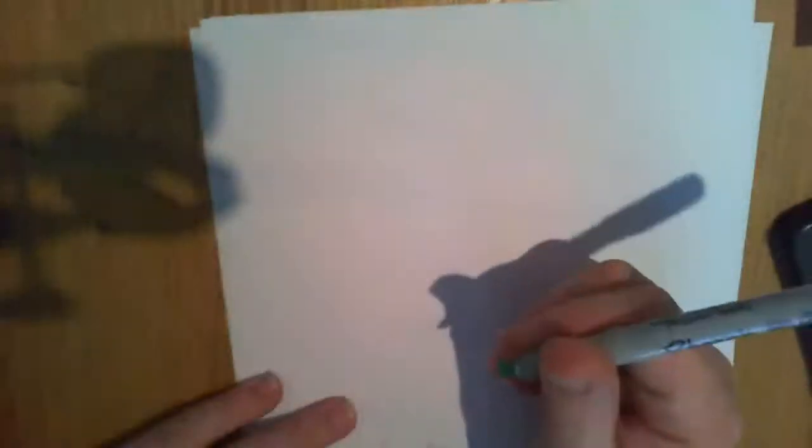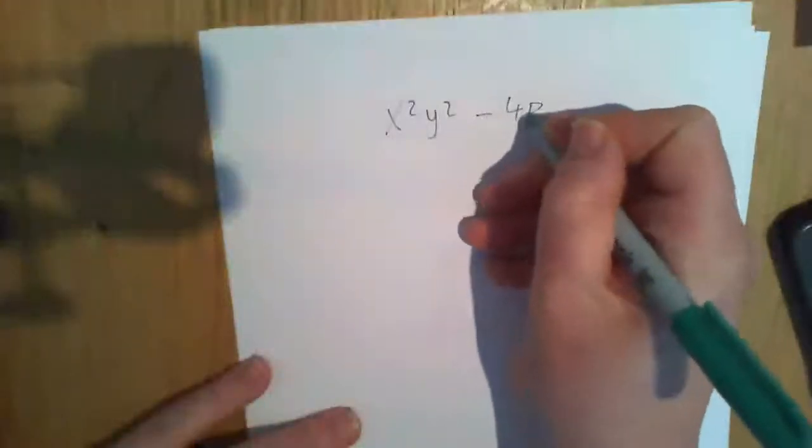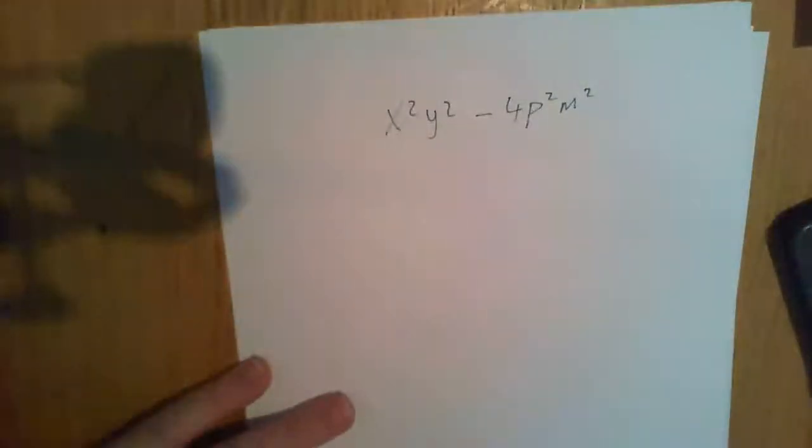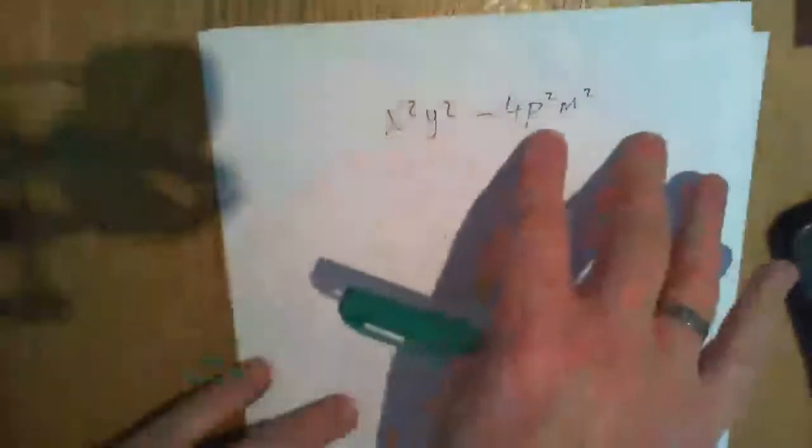All right, hello lads. So we're back again to try a few more difference of two squares. Let's try a few more tougher ones. So here's an example of one: x squared y squared minus 4p squared m squared. So this one's obviously a little bit trickier. There's a lot more things going on.